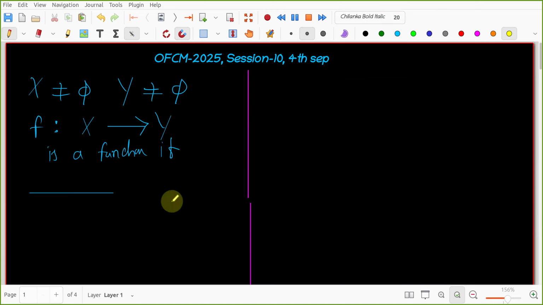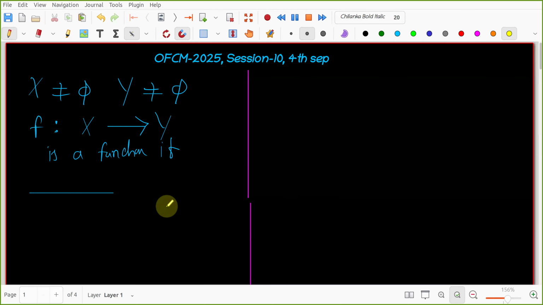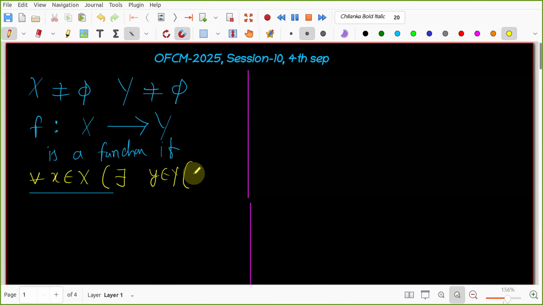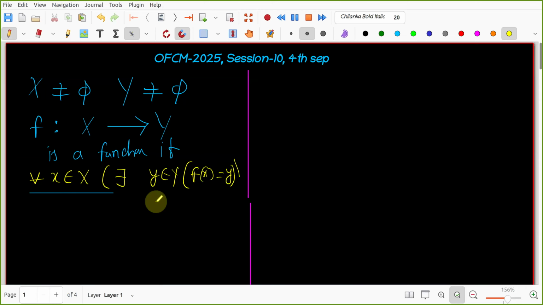Someone from room number 3. So each element of X has an image in Y. No, tell me in quantifiers, right? For all x belonging to X, given any x in X, there is y belonging to Y such that f(x) equals y. Is it correct? Yes, so unique.